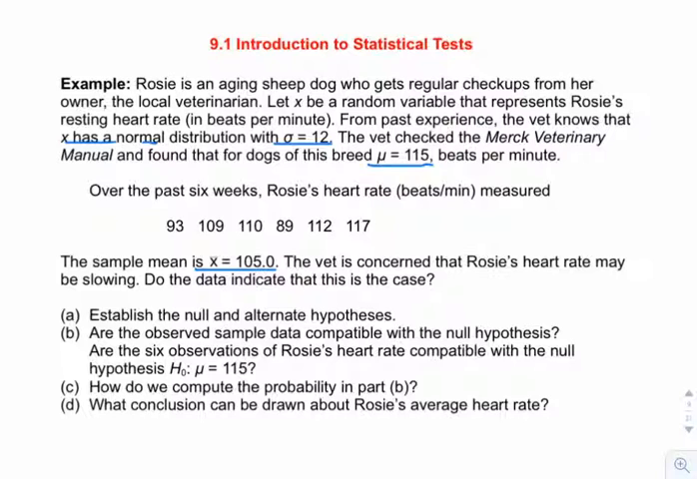So let's look at these 4 steps outlined here. A, we're going to establish the null and alternative hypotheses. And then B, are the observed sample data, that's our X bar, compatible with the null hypothesis? So basically, is our sample data very, very different from the population information? We're going to see what is the probability of having that difference. And then if that difference is very big or very small, we'll either decide that our null hypothesis is correct and we'll stick with it, or it's incorrect and we will reject it.